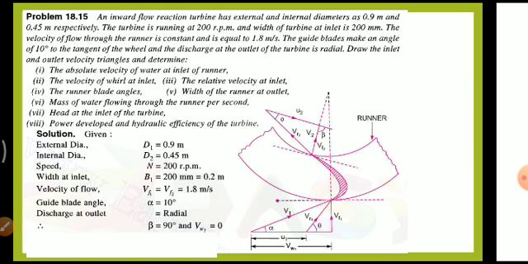Okay, here is our first problem. An inward flow reaction turbine has an external and internal diameter. A reaction turbine has two types, axial flow and radial flow. In radial flow we have two classifications, inward flow and outward flow. Inward flow means the flow of liquid will be coming from the outside of a drum to the inside of the drum. So we will be dealing with the outer diameter and inner diameter.